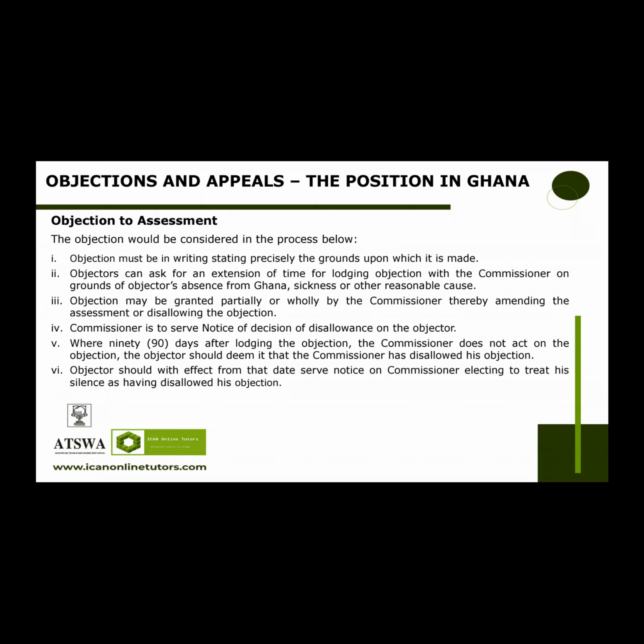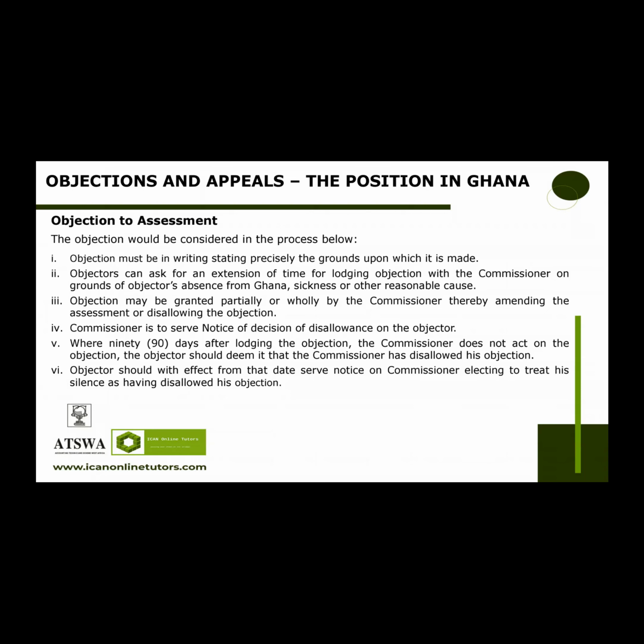For a person who pays tax by installment, objection should be made within 9 months of the commencement of the basis period to which the said provisional assessment relates. So the objection will be considered in the process below. One, objection must be in writing stating precisely the grounds upon which it is made. Objectors can ask for an extension of time for lodging objection with the commissioner on grounds of objector's absence from Ghana, sickness, or other reasonable cause.